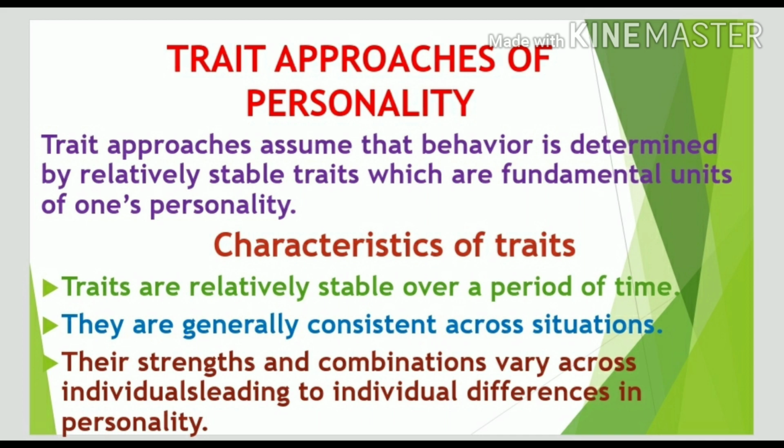And these traits lead one to act in a certain way, regardless of the situation. This means the traits remain consistent, they remain the same across situations and over a period of time, but may vary. So there are certain characteristics of traits, and the first is they are relatively stable over a period of time. We discussed just now that they remain the same over a period of time. They are not always stable, but most of the time they are stable.